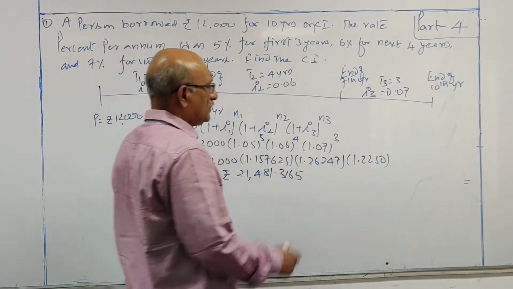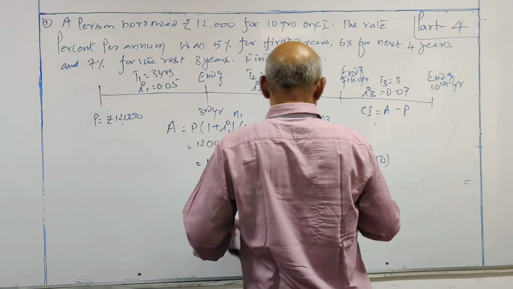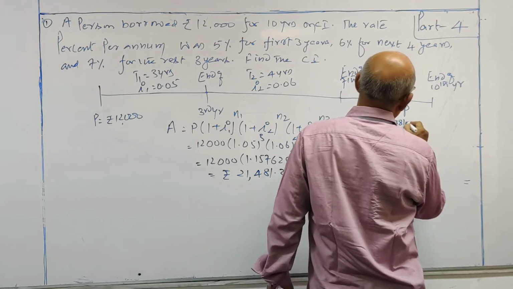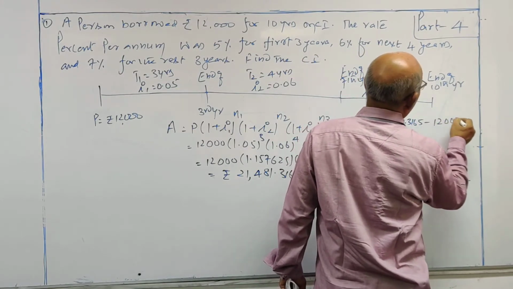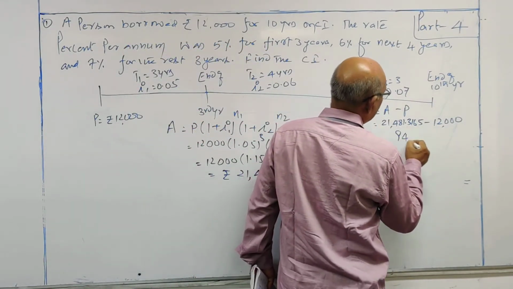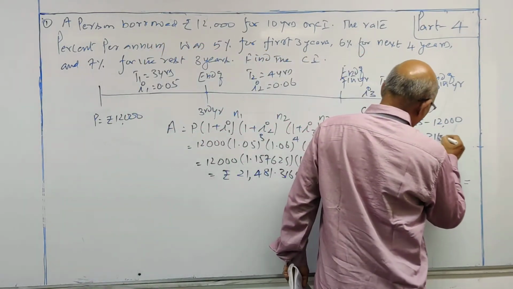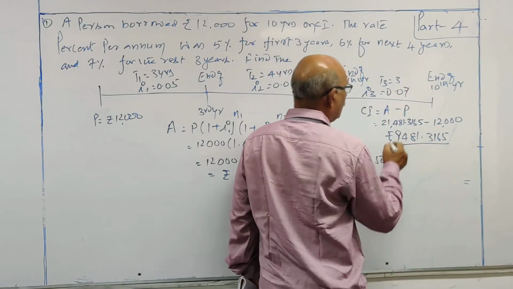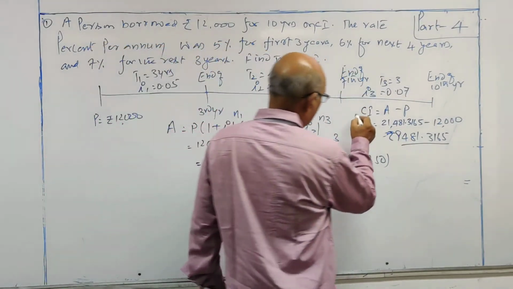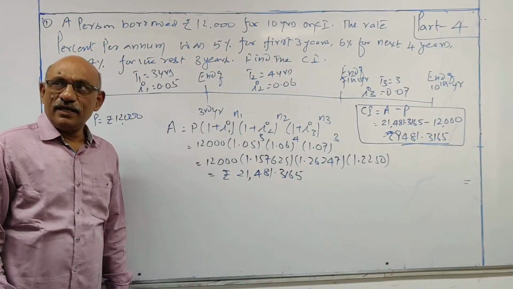This is the amount. So compound interest is equal to amount minus principal. 21,481.3165 minus 12,000. So this is 9,481.3165. It is in rupees. Compound interest is 9,481.3165 rupees. Okay.